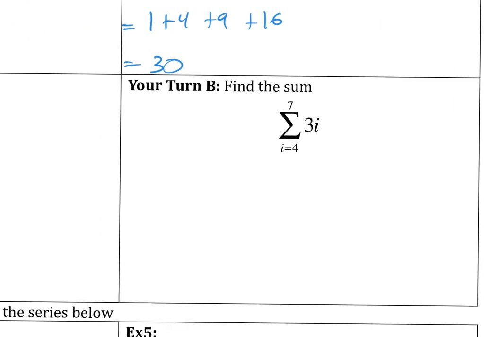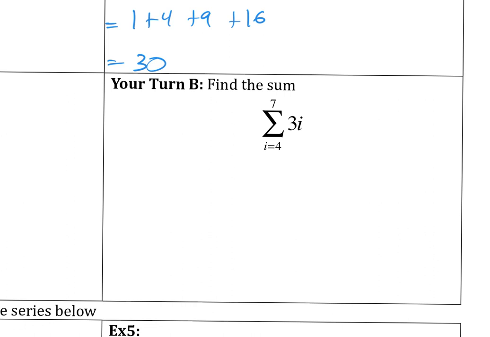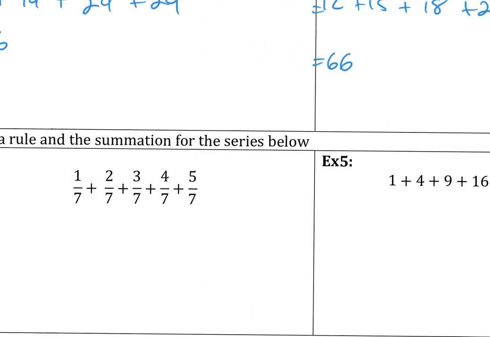All right, your turn. Go ahead and try to find the sum for the sequence of 3i, starting with i equaling 4, going all the way up to 7, and then check back in to see how you did. Hopefully you got what I got, which is a total of 66.